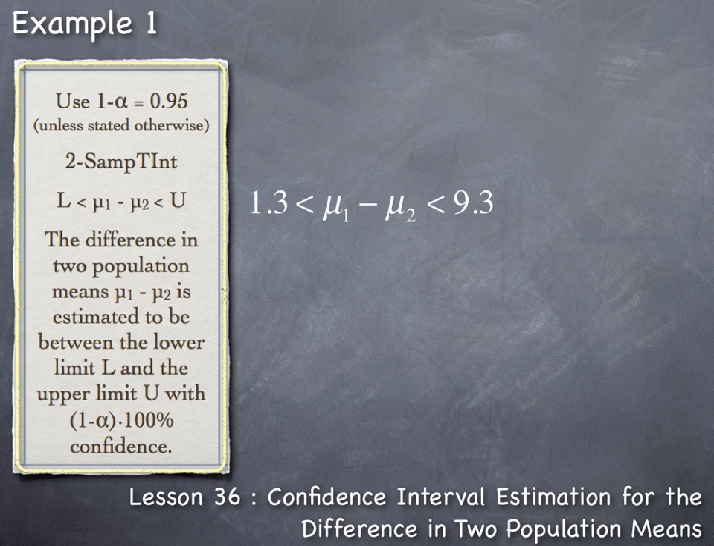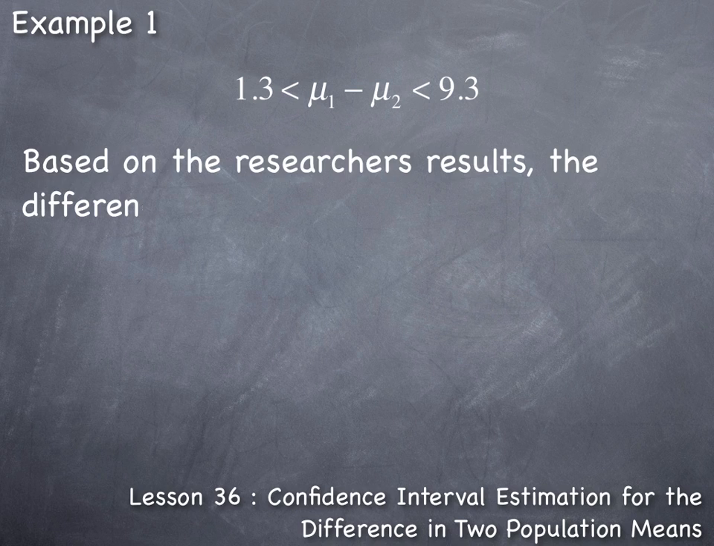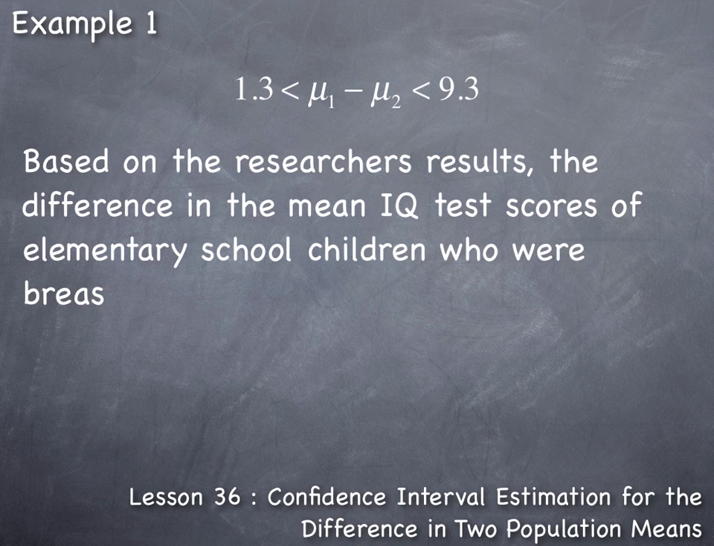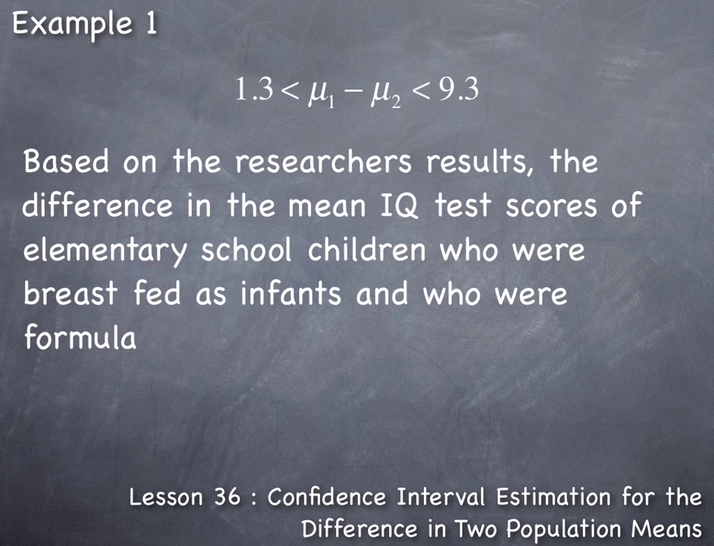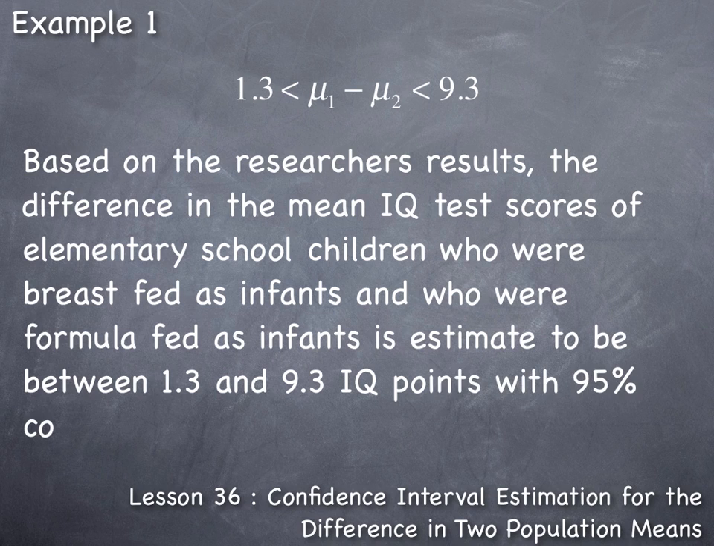So now that we've expressed our confidence interval symbolically, we can now express our confidence interval verbally. Based on the researchers' results, the difference in the mean IQ test scores of elementary school children who were breastfed as infants and who were formula-fed as infants is estimated to be between 1.3 and 9.3 IQ points with 95% confidence.